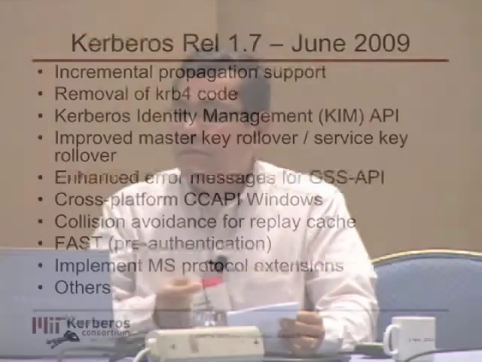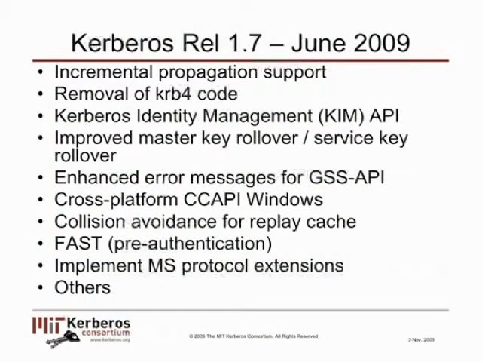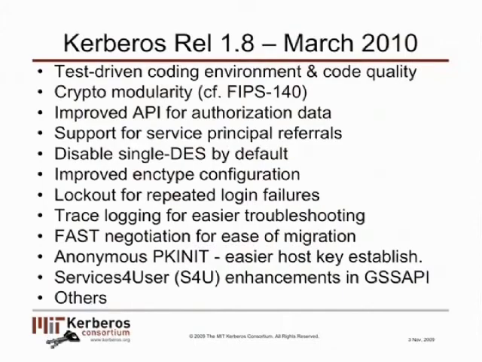This is the release 1.7 list of features. It's not all of it, just some of it. That was released in June 2009 this year. I'm not going to go through it. There's a projects wiki page on kerberos.org which will explain what each of these mean and what we've actually done with respect to the features. This is a list of the 1.8 planned features for 2010.